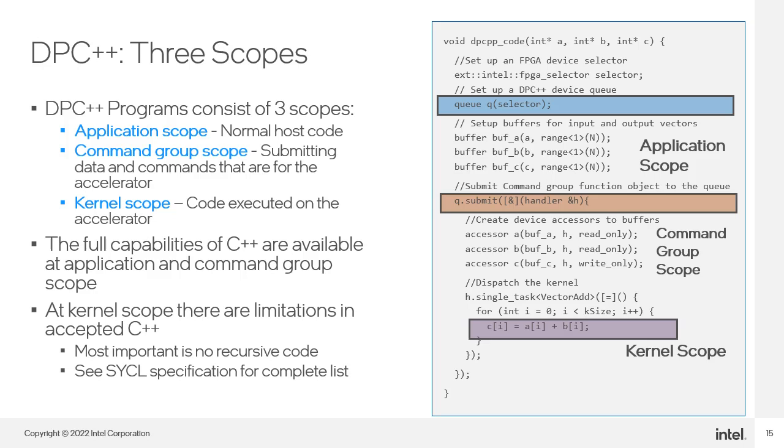All the capabilities of C++ are supported in the command scope. The final scope is the kernel scope, which is kicked off within the command group scope. This scope is kicked off using the kernel dispatch command. In this example, we have a kernel dispatch command single task sent to an FPGA accelerator previously selected.